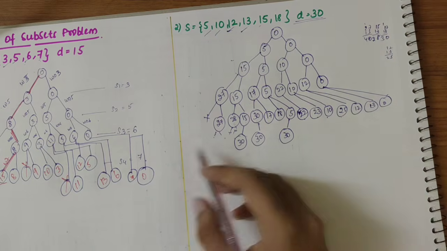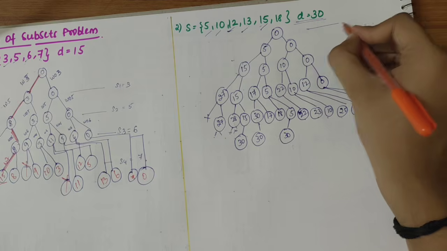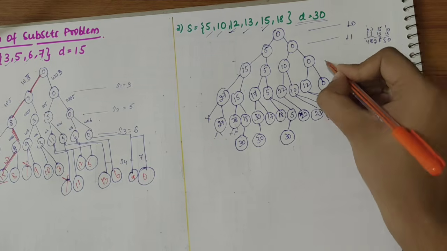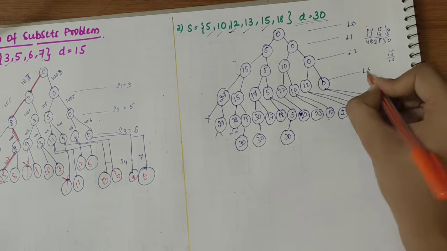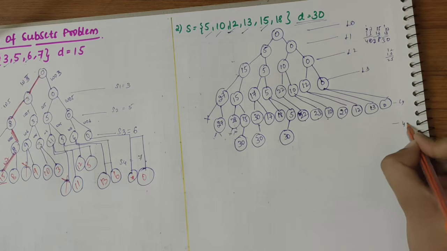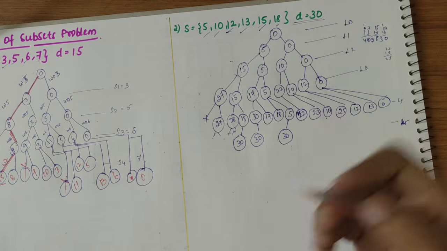So I'm done with this level also. This was level 0, this is level 1, this is level 2, this is level 3, this is level 4, this is level 5. Now let's move on to level 6.